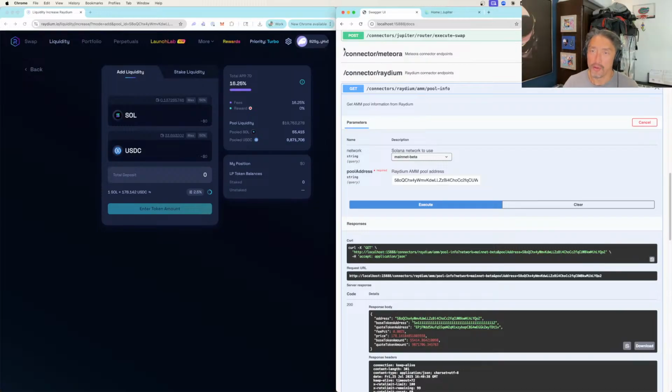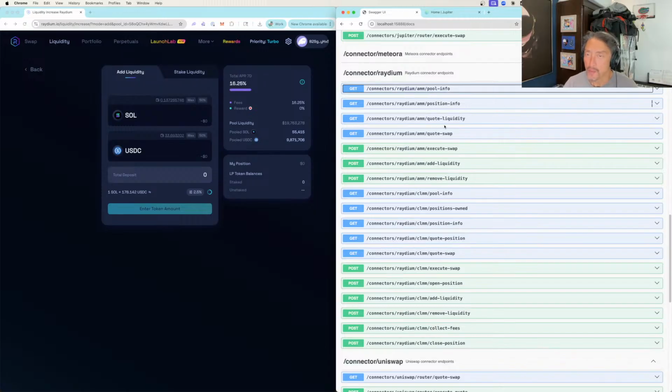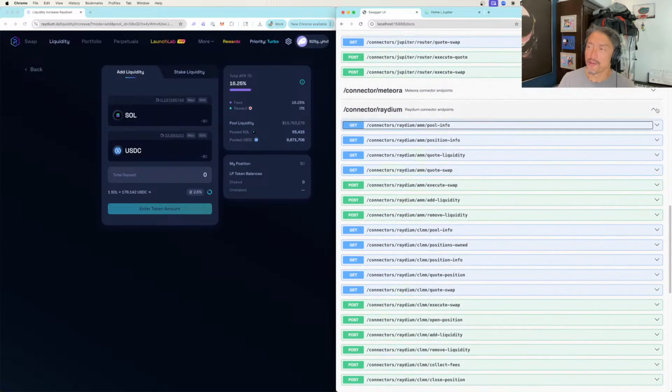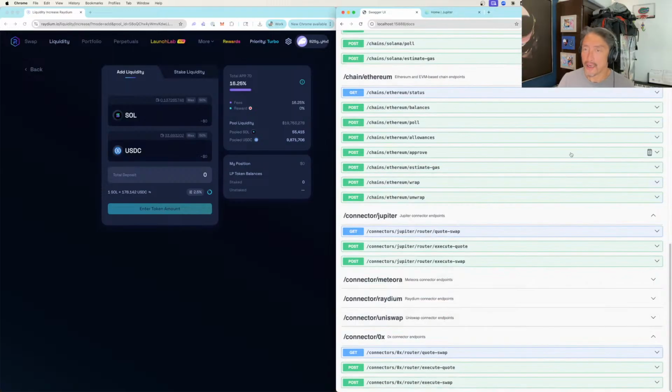There's a bunch of get routes for information about your positions and about the pools. Similarly, there are post routes that help you execute transactions, and the same thing for CLAM connectors as well. So a lot of the work here has been defining the standard, creating an interface that allows people to easily add new connectors, and then integrating this into Hummingbot. So now through Hummingbot, you can interact with these DEX connectors in the same way that you could with CEX connectors. Let me show how that works in 2.8 right now.